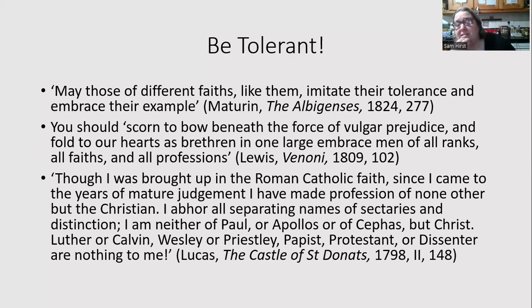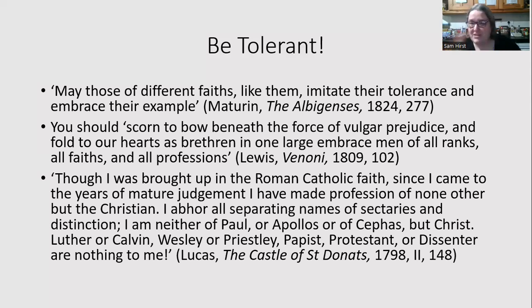In Charles Lucas's The Castle of St. Donats, we have a similar plea. Charles Lucas was an Anglican minister. Just for context, the person who's about to say this has been living in a well for 20 years, but he says, "Though I was brought up in the Roman Catholic faith, since I came to the years of mature judgment, I have made profession of none other but the Christian."